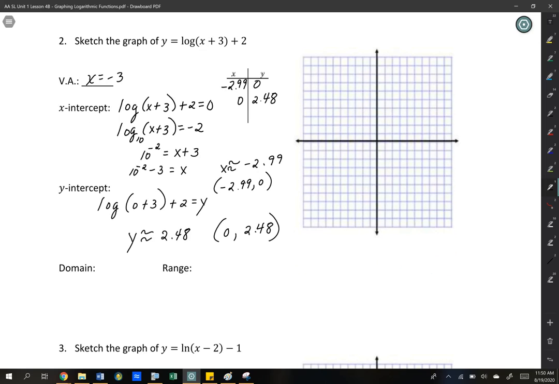At this point, I think I'll add a point by using my calculator and looking at my table of values. I'm going to also plot the value of 1. At 1, our y value is 2.6. All right, so I'm going to plot that. Then we'll evaluate what the domain and range is.